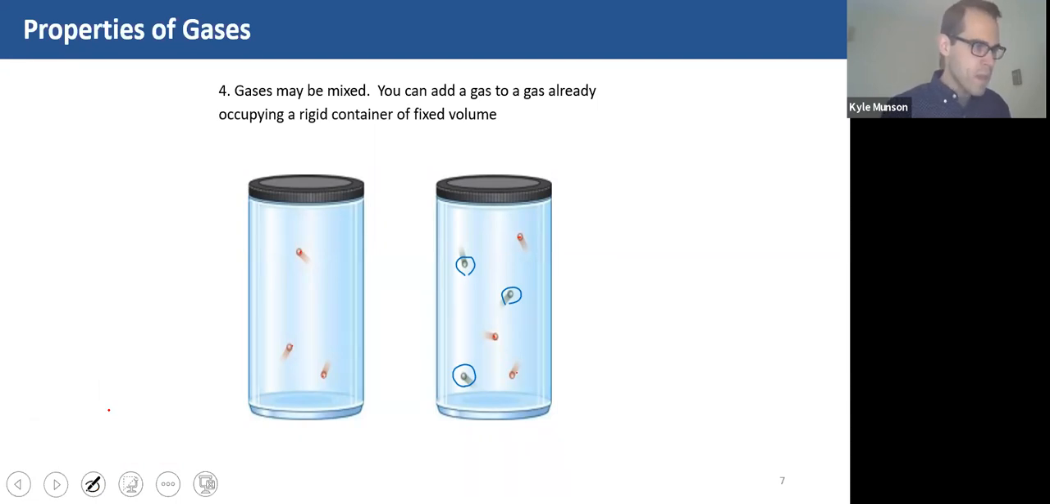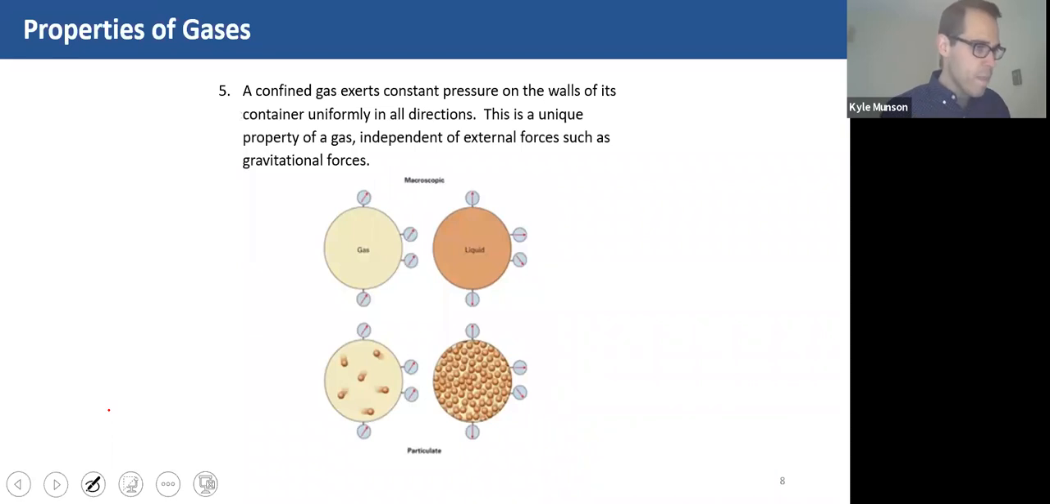All right. So finally, this video isn't very long, and this whole chapter really isn't that long compared to chapter 3. But the fifth property of a gas is a confined gas exerts constant pressure on the walls of its container uniformly in all directions. Okay, so there's that idea again, this uniformity. This is a unique property of gas, independent of the external forces such as gravitational forces. What do I mean by that?